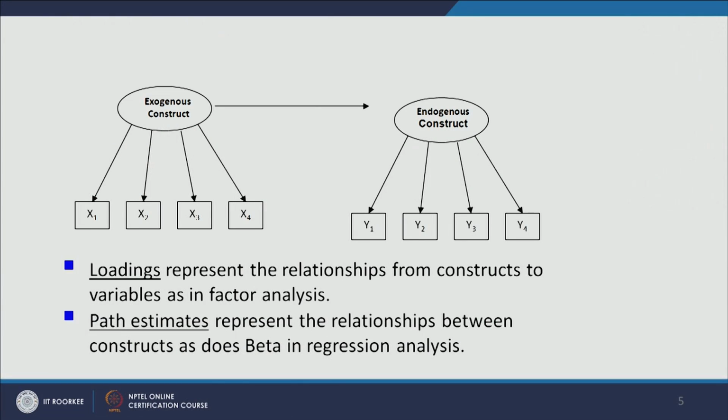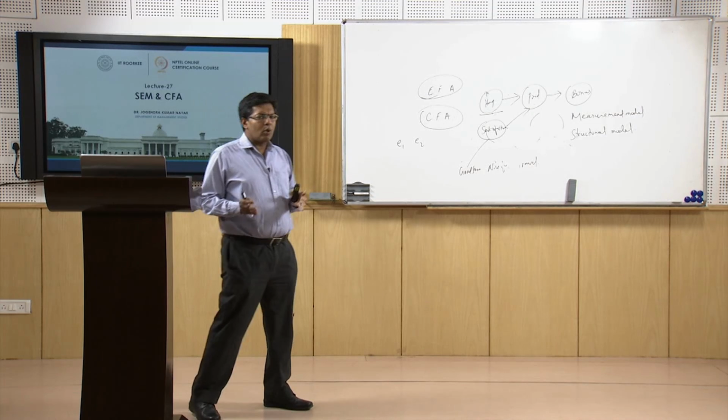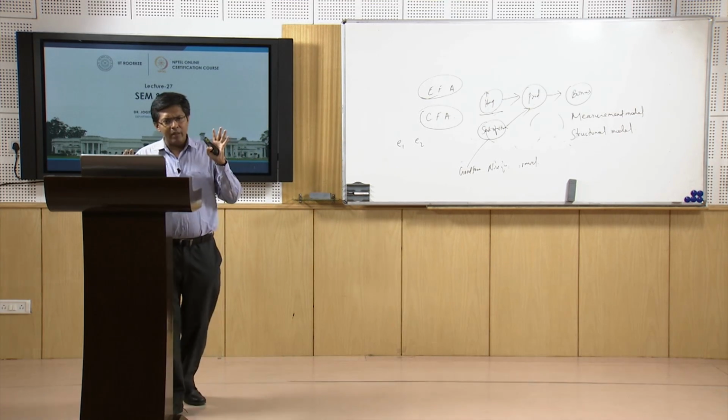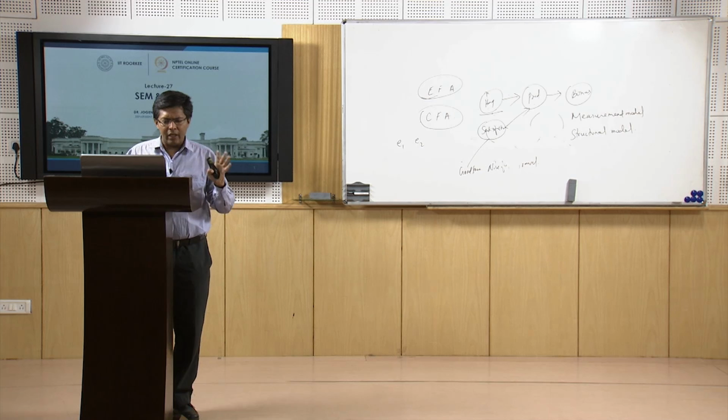Now, let us look at this case. If you can see this slide, the exogenous construct here has got 4 variables, and the endogenous construct also has got 4 variables. These arrows that you can see here, 1, 2, 3, 4, this relationship is termed as the loadings. I had explained earlier that loadings are the correlation between the variable and the factor in the case of exploratory analysis. The same concept applies here also, okay.